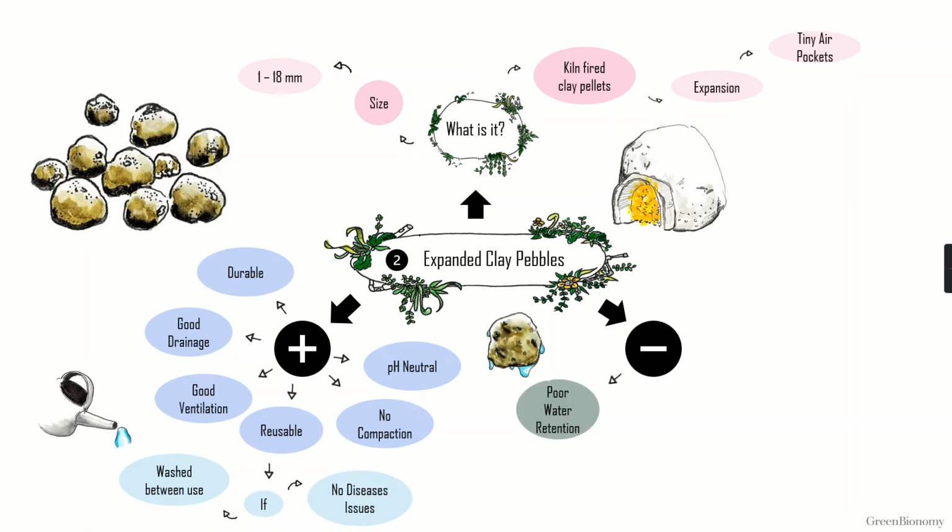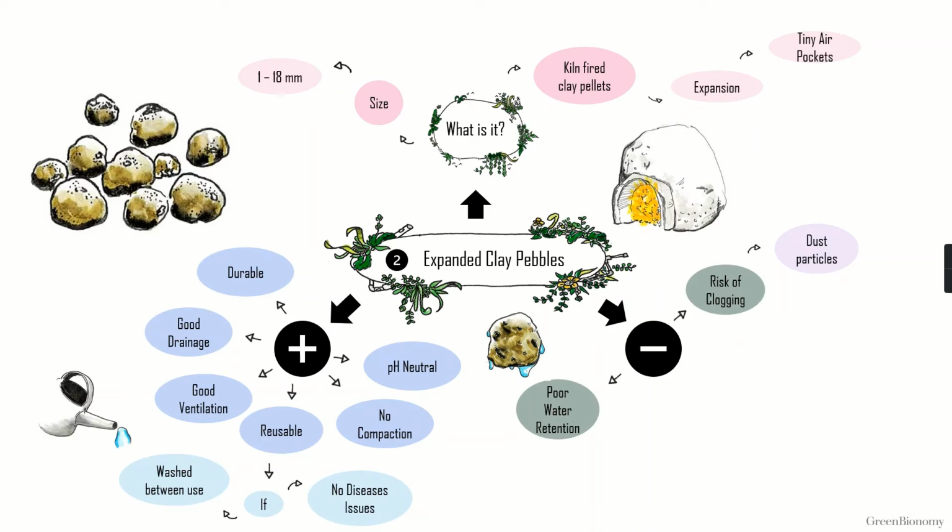Now the disadvantages is, well, it kind of goes with the advantages of good drainage and good ventilation. It has poor water retention, and that means you should use it with a system where there are frequent irrigation cycles, otherwise your plants might just dry out and die.